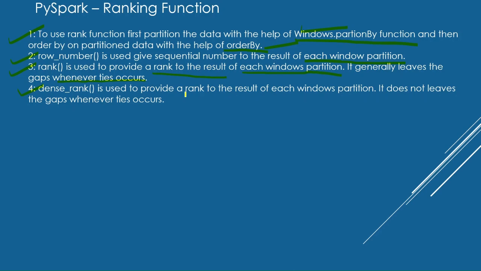It also provides a rank to the result set for each window partition, but it does not leave any gap whenever a tie occurs. So I am going to show you how the row_number function works, how the rank function works, and how the dense_rank function works, and how we use the partitionBy clause and the orderBy clause in the ranking functions.